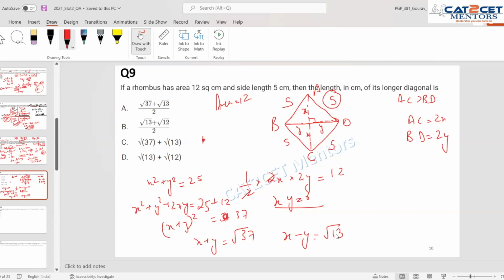Okay, and we need to find the value of the longer diagonal. That means we need to find the value of 2x. So let's add both the equations. So x plus y and x minus y, this equals root 37 and this equals root 13. So y will be cancelled. So it will be 2x equals root 37 plus root 13. And what did we need to find? We need to find the value of 2x. So our answer is option C, root 37 plus root 13.